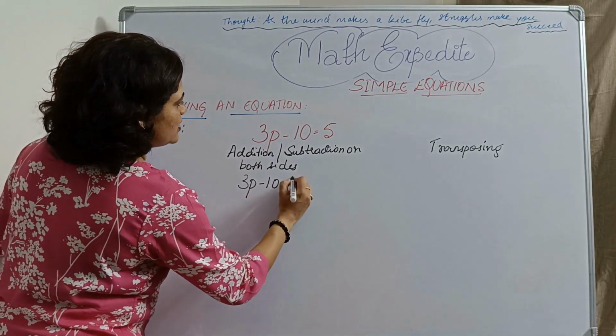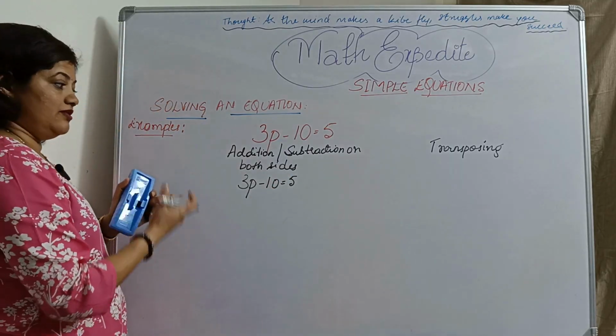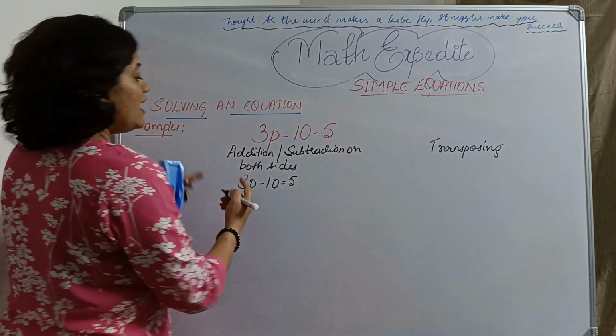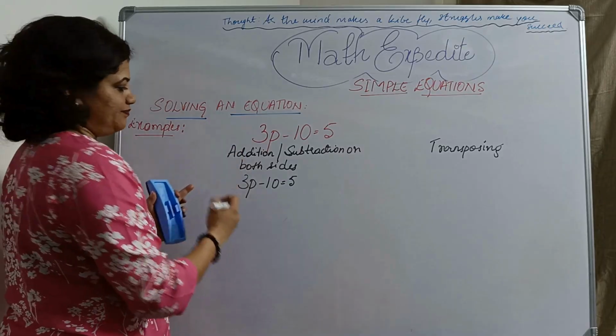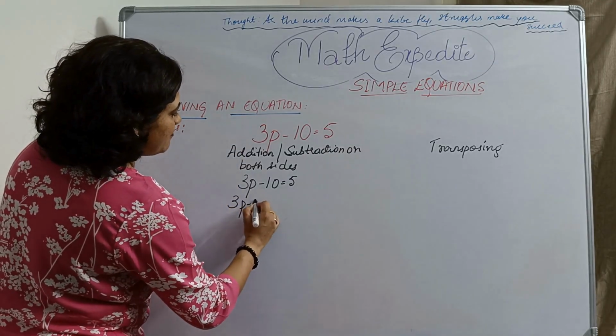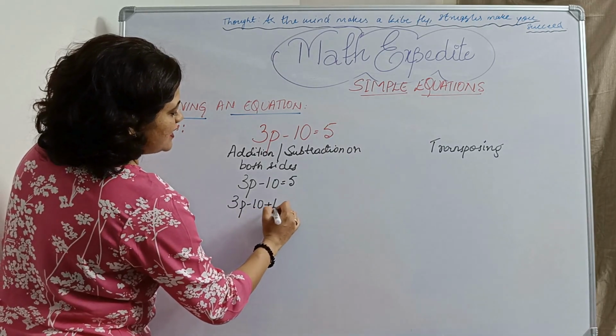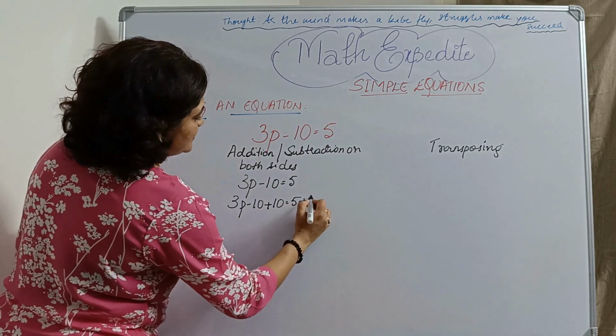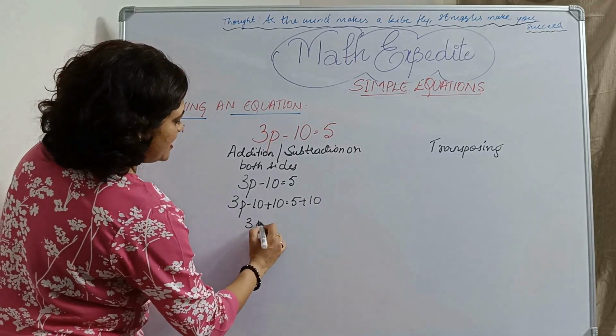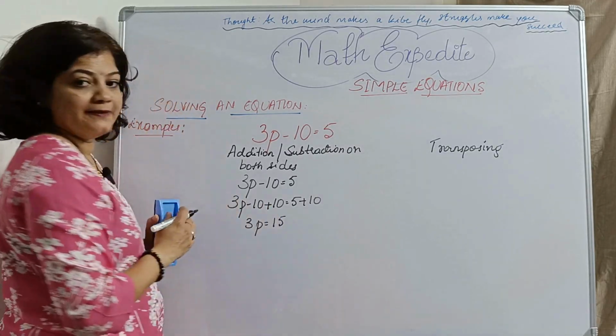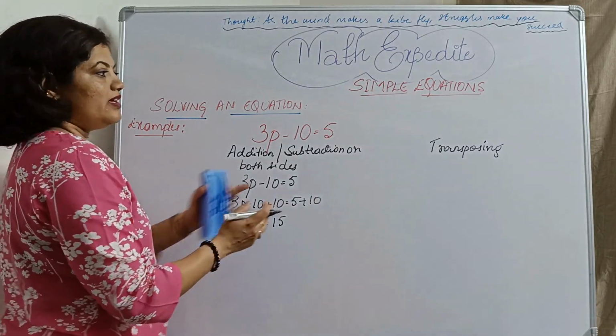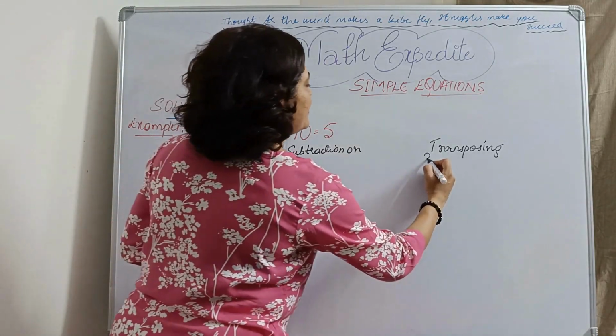3p minus 10 equals 5. How do we do that? We are already aware. What we are doing is adding plus 10. Isn't it? 3p minus 10 plus 10 equals 5 plus 10. So 3p is equal to 15. Correct? Now, on this side, let us use the transposing method.